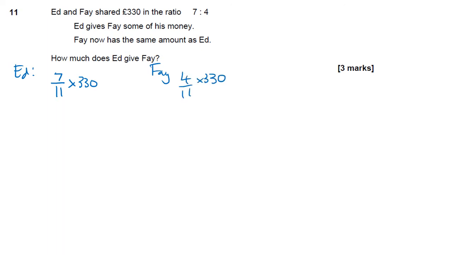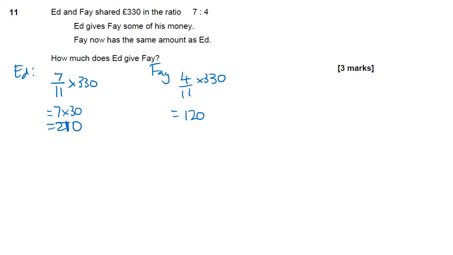And 330 divided by 11, well, 33 over 11 is 3. So 330 over 11 is 30. So that's 7 times 30, which is equal to 210. So Ed has £210. And in a similar way, 4 times 30 is £120. Okay, so that's how much they have, 210, 120.